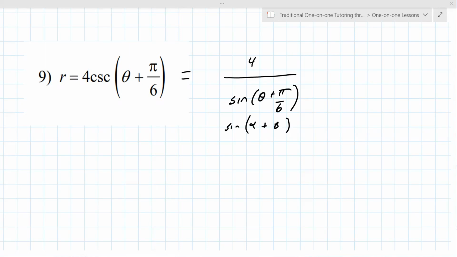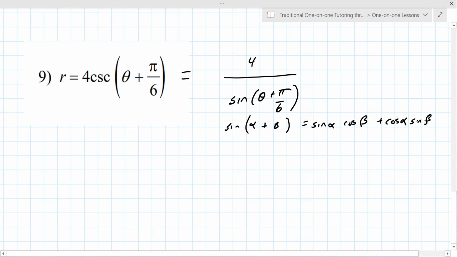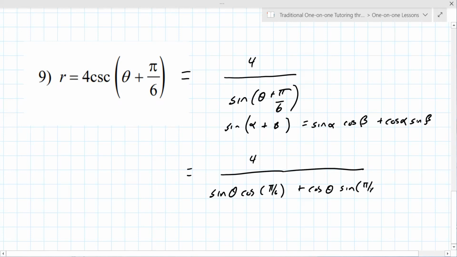So the sine of alpha plus beta, that's on page 2, becomes sine alpha cosine beta plus cosine alpha sine beta. So why does that matter? Because it's going to be 4 over sine theta cosine pi over 6 plus cosine theta sine pi over 6. So pi over 6 is 30 degrees. So cosine of that is the x value, root 3 over 2. And this is 1/2.